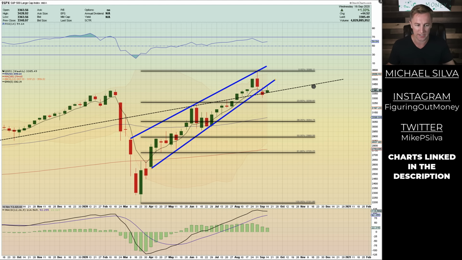This dashed line is an area of support, and it looks like it's still holding up here at this particular point in time. If we break below that, the next target area is at 32.58, and resistance on the weekly right here is going to be at around 34.50.